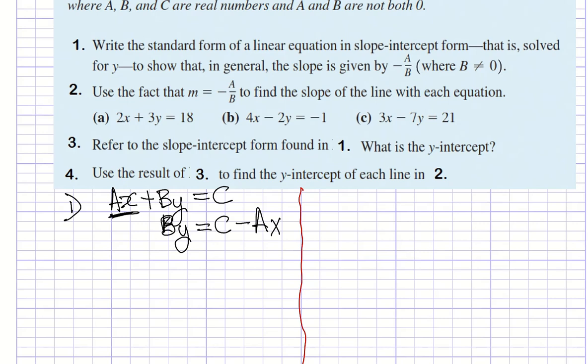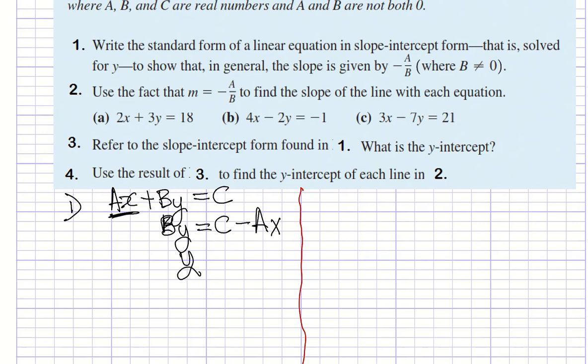This will show you all my skills, the way I do stuff. It will be clear in this problem, okay? Just keep paying attention. by equals c minus ax. I moved ax to the other side and the sign changed. So we're solving for what? We're solving for y. How do you solve for y? You divide everything by b so that you can leave y by itself.